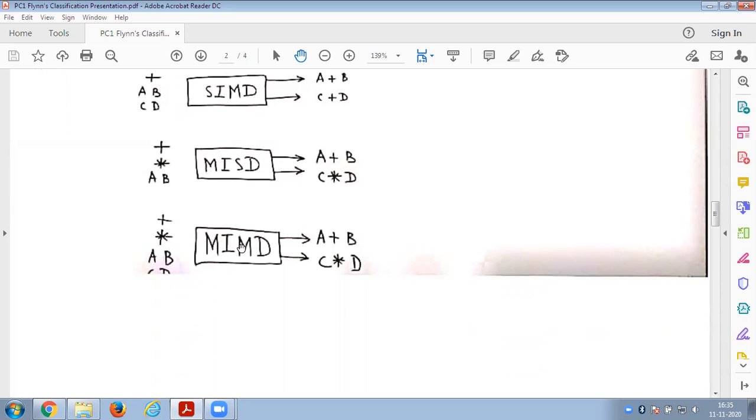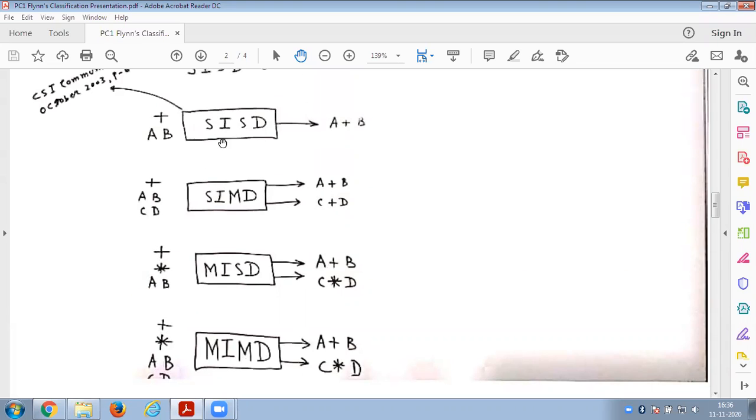And MIMD means multiple instruction. Plus and multiplication are multiple instructions. MD means multiple data. A, B and C, D are multiple data. So plus is performed on A, B, multiplication is performed on C, D. So A plus B, C into D.